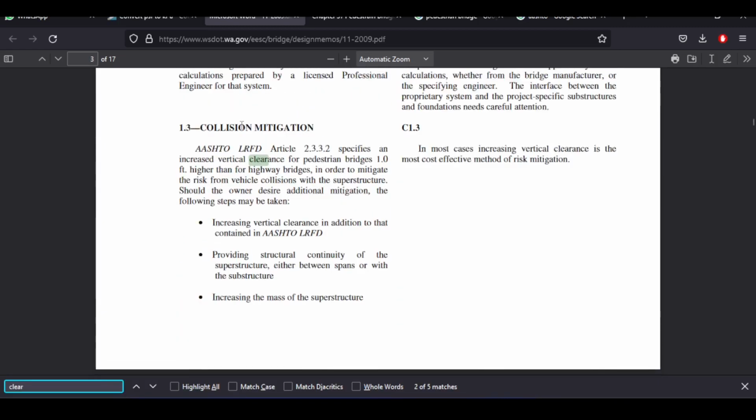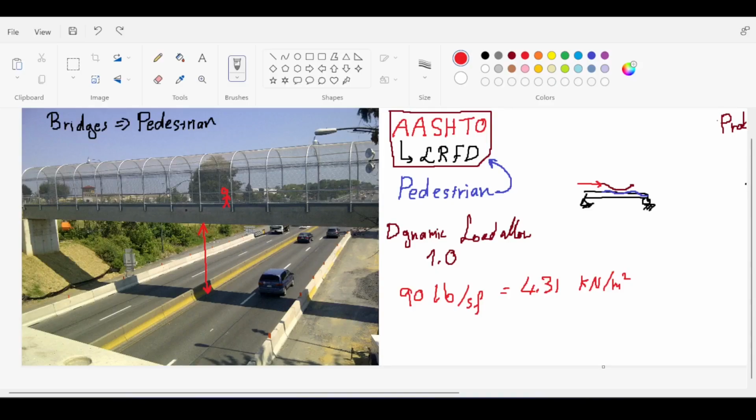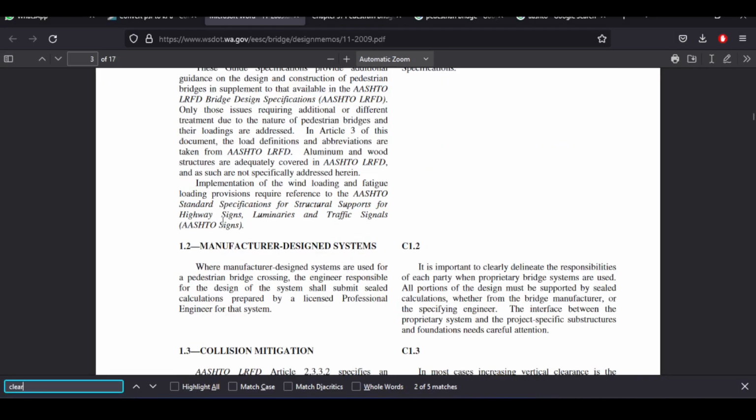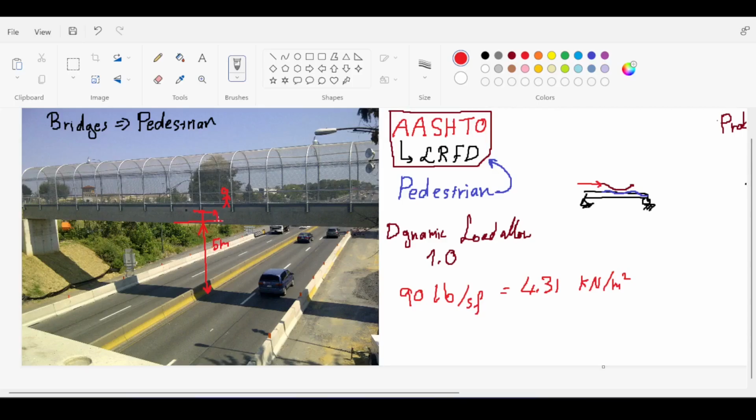There we go. It's in collision mitigation 1.3. It says that there is an increase in vertical clearance of 1 foot higher than highway bridges. So if this is a highway bridge, and the code tells you need a clearance of, I don't know, like 5 meters, then for pedestrian bridges you need 5.3045 or something. You need to increase it by 1 foot because of all those things. Now, this is one thing that I wanted to talk about, the live load and the geometry here.